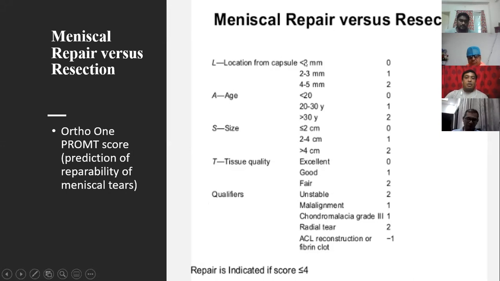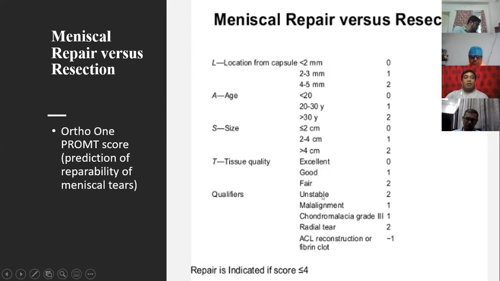In case of location, within 2 millimeters of the capsule, the point is 0. 2 to 3 millimeters, 1. Just away from the capsule, the point is more. And in case of age, the more the age, the more the point, and less chance of repairability. Size of the injury: less than 2 centimeters, 2 to 4 centimeters, and more than 4 centimeters. The more the size, the less chance of repairability. Tissue quality, and a few qualifiers also here.